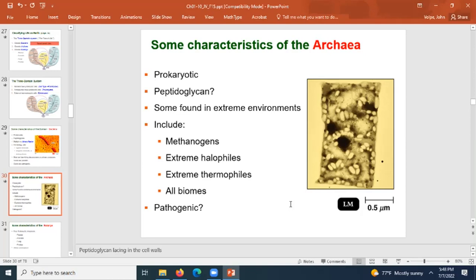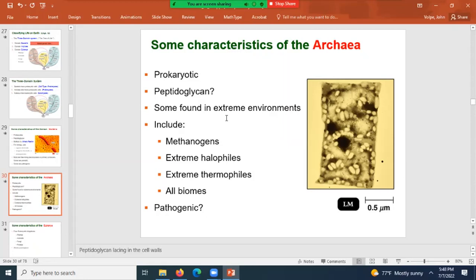Nobody's gonna guess? I'll say yes. You wanna guess again? No. Yeah, the answer is no. Peptidoglycan is generally not found in the cell walls of Archaea, and it is not found in the domain Eukarya. So peptidoglycan is only found in the domain bacteria.